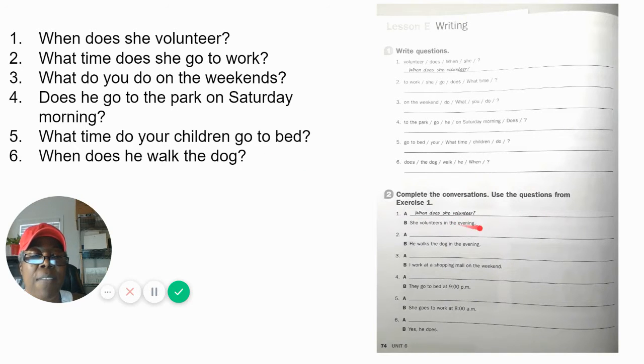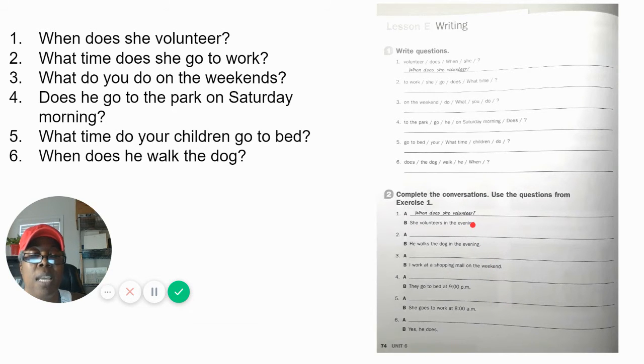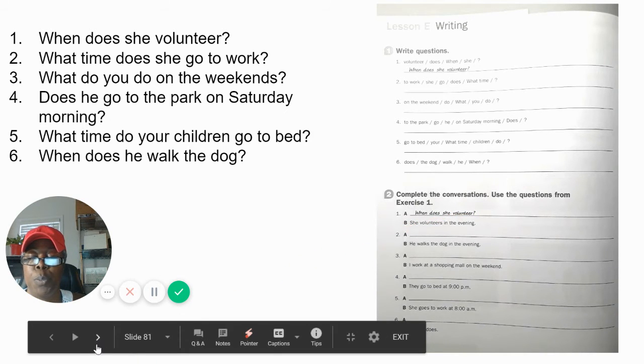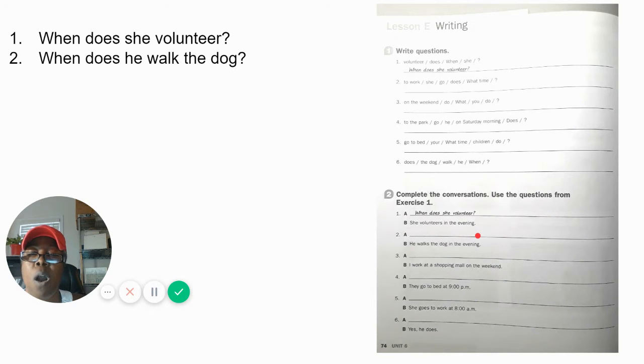So down here you have answers already given. So she volunteers in the morning. So the question that would be appropriate for that is, when does she volunteer? All right. So that's number 1. That's already done. Let's take a look at number 2. He walks the dog in the evening. So our question would be, when does he walk the dog?